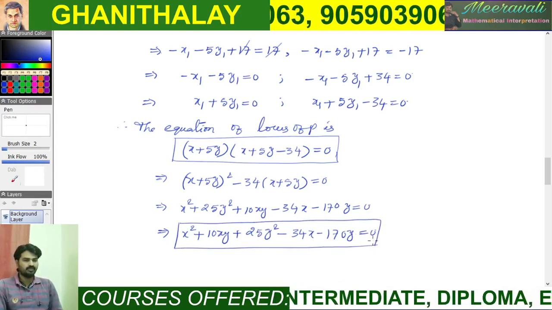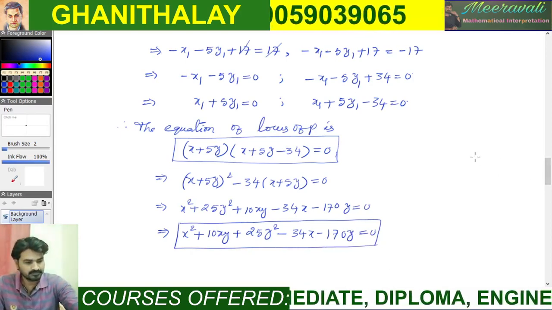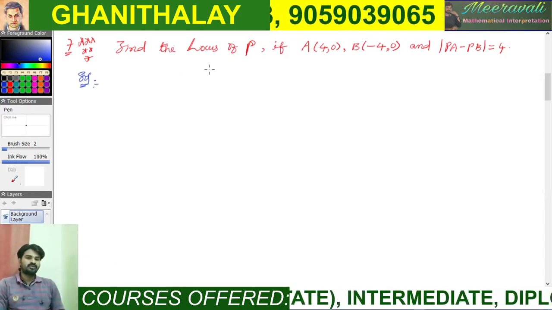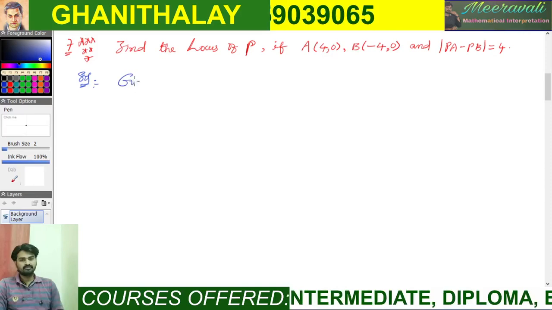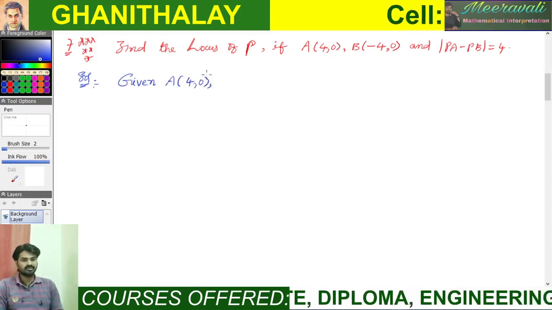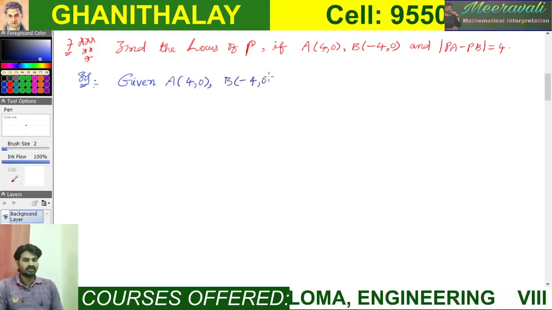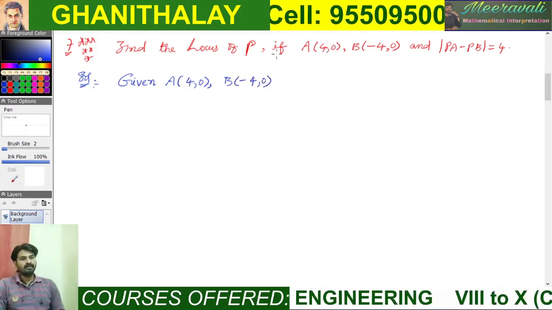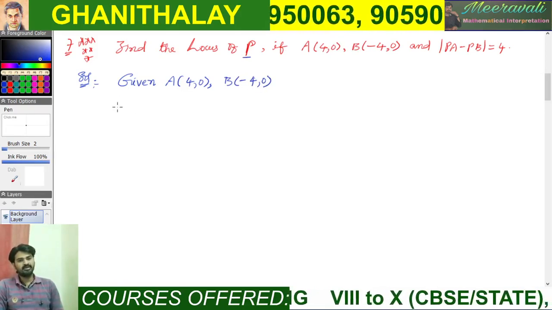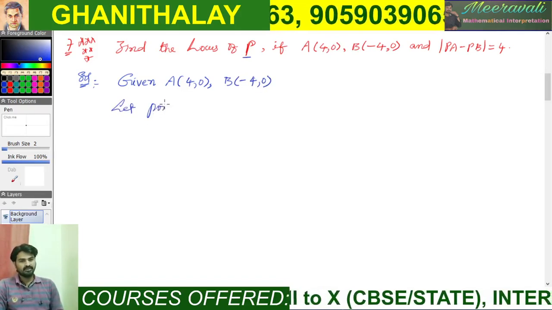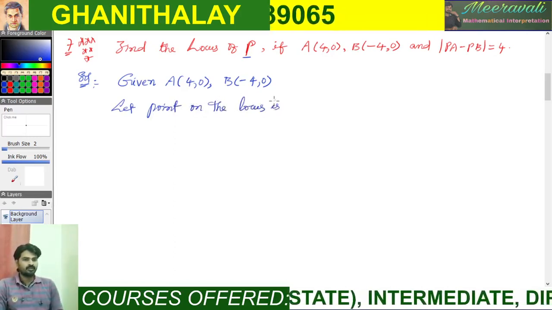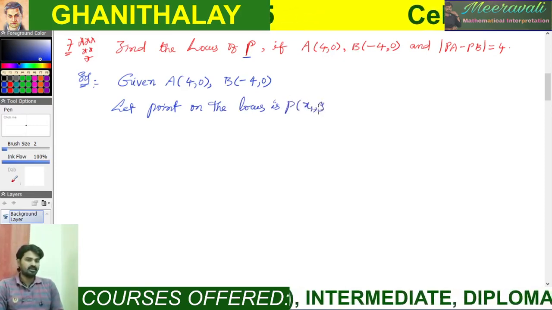This is a very important problem. Okay, students, look at the given problem here. First of all, observe the given problem, what you have seen here, 2 points will be there. First I am going to take the 2 points, A is 4 comma 0, B is minus 4 comma 0, the 2 points given here. Next here P will be there, find the locus of P. So that means we need to take a point on the locus, let the point on the locus be P(x1, y1).